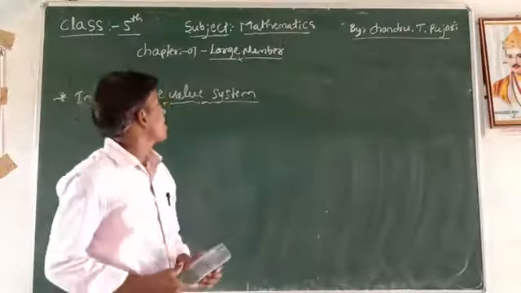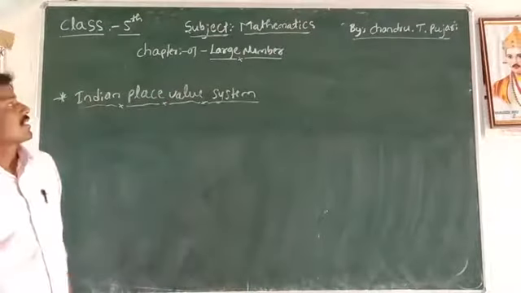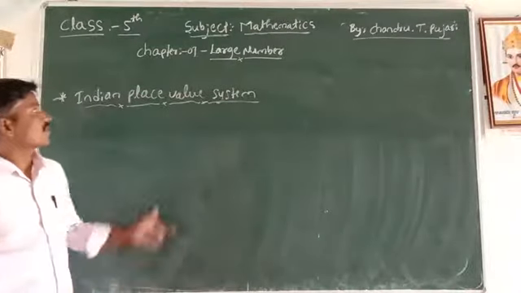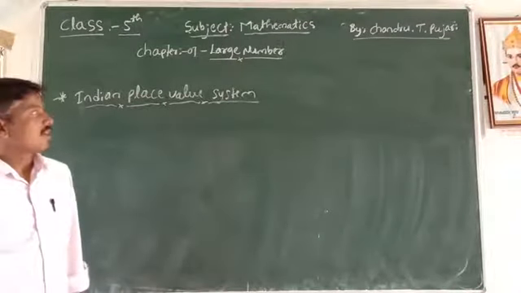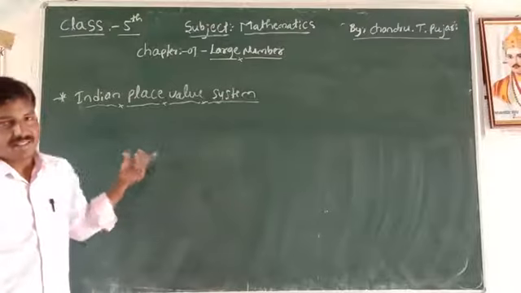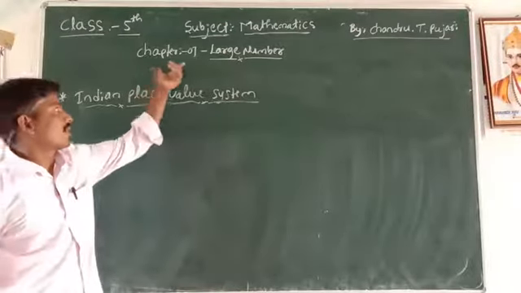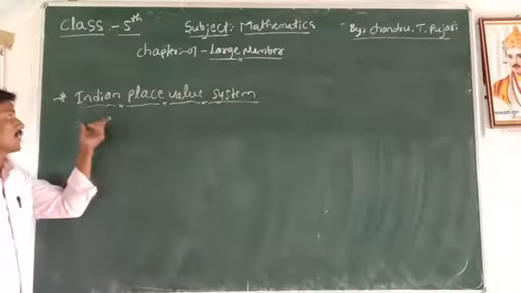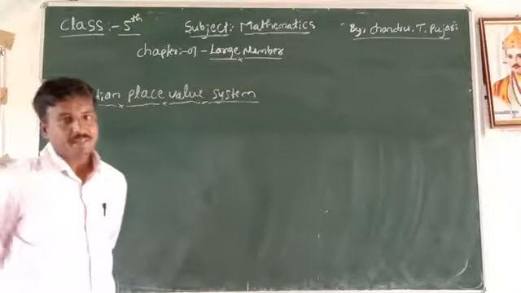Dear students, in your 5th class mathematics, in your previous class you learned about the basic concept of numbers, and also you know about ascending order and descending order in your chapter number 1, large numbers. Today we will discuss only the Indian place value system and the international place value system.